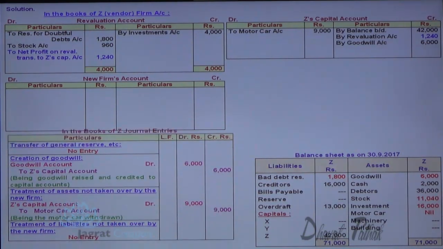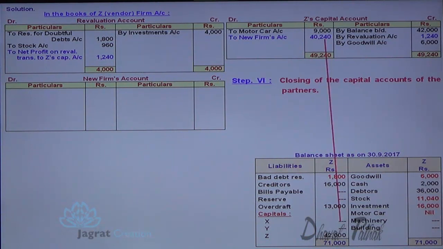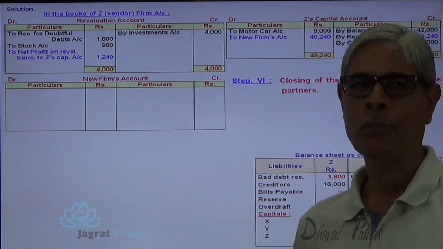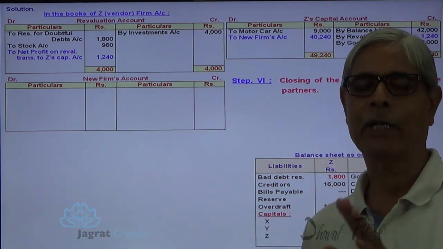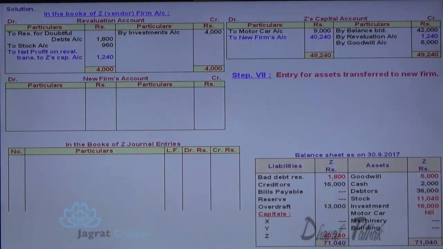Now, after all these things being done, close the capital account and transfer it to balance sheet. So this is the balance of capital account. In light of this, the balance sheet total should change. 71,040. This is the balance sheet ready for transfer to the new firm. So all the assets, liabilities and capital account will be transferred to the new firm. For that we are required to write down the entries.